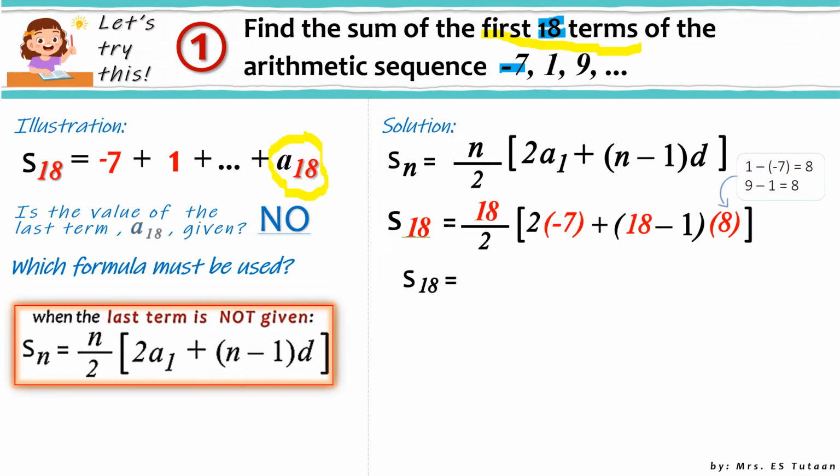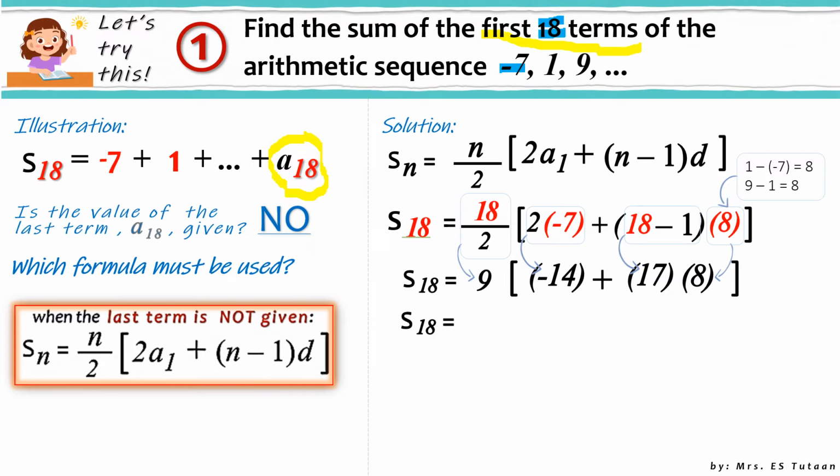That is S sub 18 or the sum of the first 18 terms of the given arithmetic sequence is, simplify natin ito. So, pwede na natin simplify yan kasi isang grupo din naman yan. So, that is 18 divided by 2, that is equal to 9. And then, we have negative 14 from 2 times negative 7. And then, we have 17, galing sa 18 minus 1. And then, we will just copy the common difference kasi nasa labas pa lang naman siya.